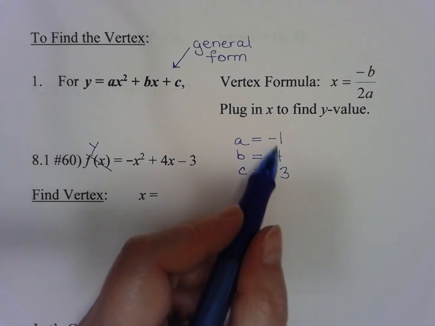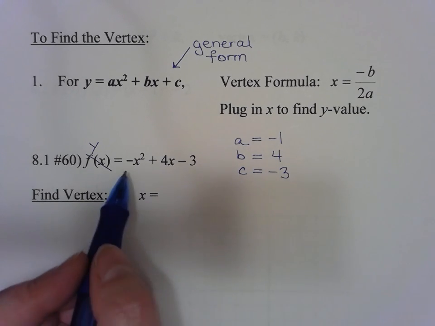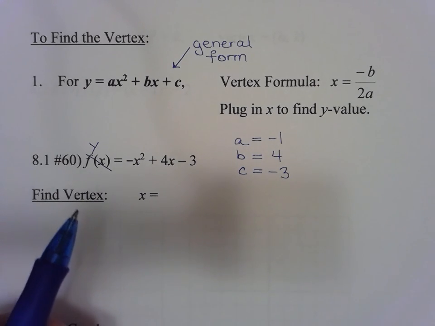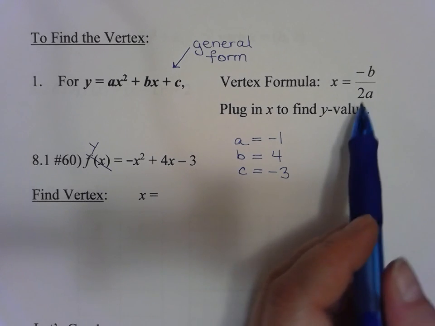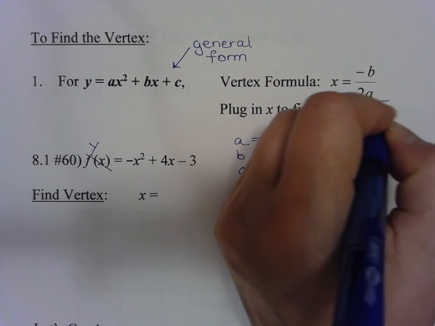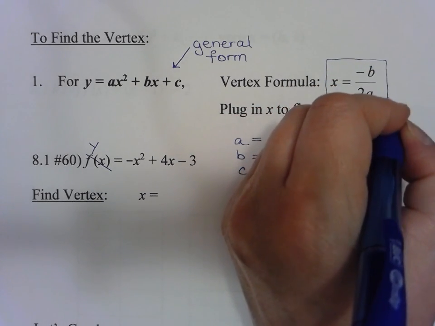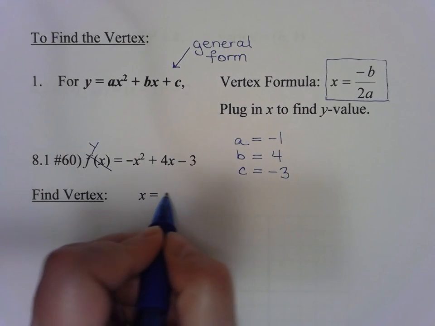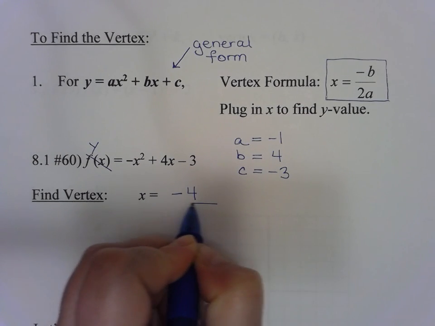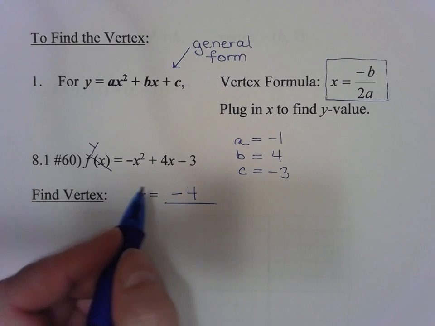Notice I don't have any variables here, right? There's no x's. I'm just taking the number in front of the x's. So to find the vertex, we're going to use this formula. So x is the opposite of b, so -4 over 2 times a.